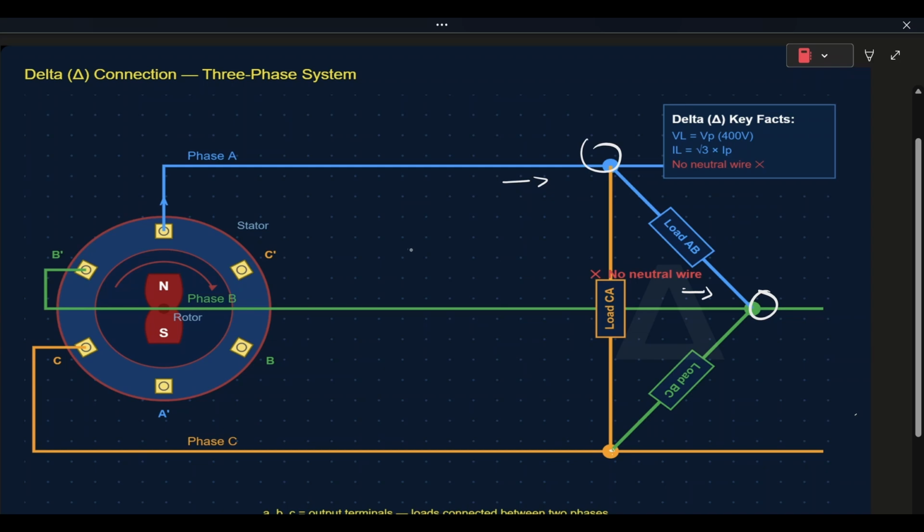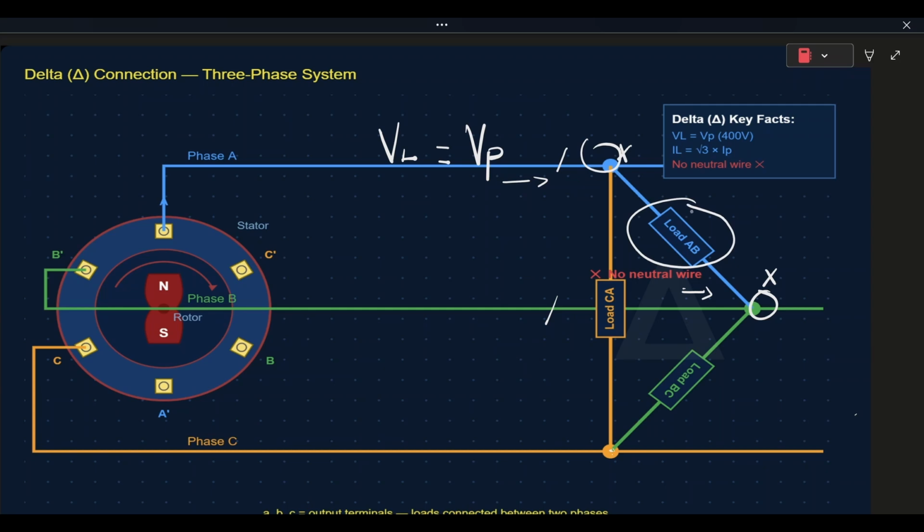So now in the delta configuration, the line voltage VL, which we said refers to the voltage between two phases, is equal to our phase voltage VP. This is because our load here is connected across two phases. So this is one of the phases and this is the other phase. So if you measure the voltage between this phase and this phase, it would be the same as the voltage across this load, which will determine our phase voltage.